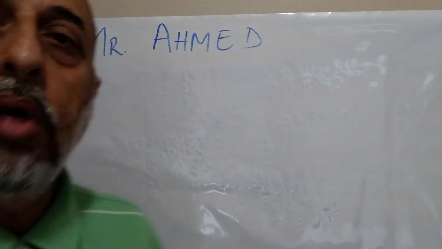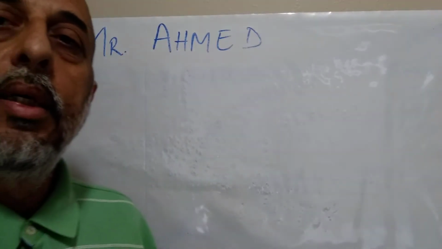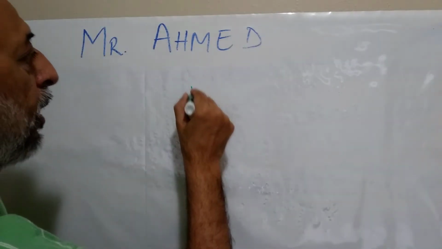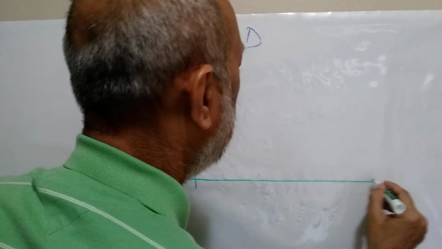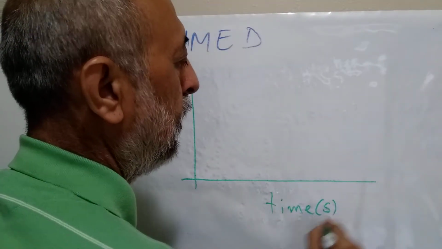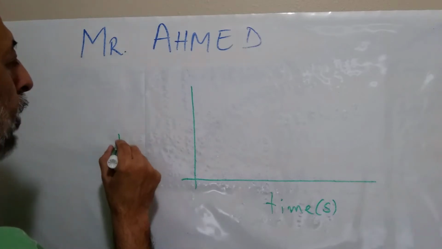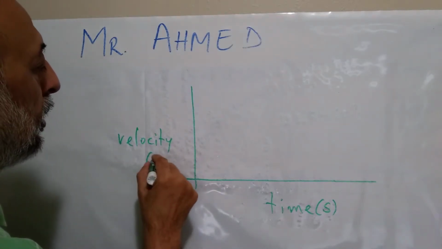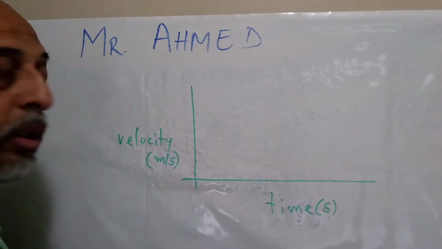Okay, now I'm going to cover how to calculate the distance from a velocity versus time graph. So imagine a simple velocity versus time graph, and time is plotted on the horizontal axis and velocity is plotted on the vertical axis, measured in meters per second to keep it simple.